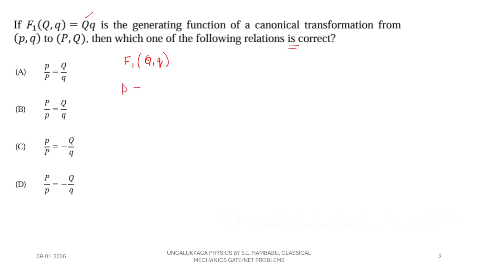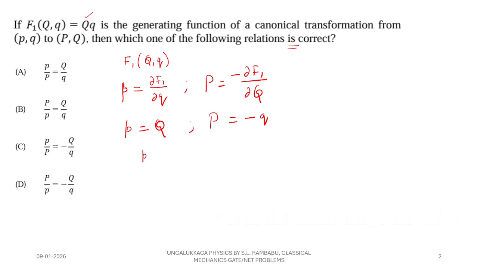So small p is equal to dou F1 by dou small q, and capital P is equal to minus dou F1 by dou capital Q. We know F1 is equal to capital Q into small q. So small p is dou F1 by dou small q; once we differentiate with respect to small q, we get capital Q. And for capital P, we have minus dou F1 by dou capital Q, so we are left with only small q here.